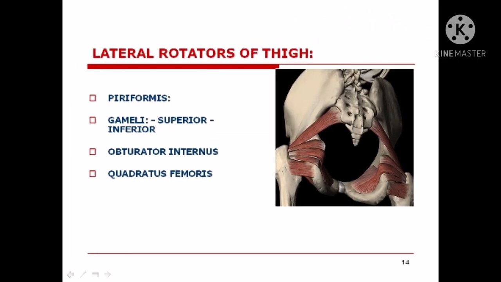Now the lateral rotators of the thigh. In the diagram, in order from above downward, first is the piriformis, second is the gemellus superior, the third is the obturator internus, and the fourth is the gemellus inferior, and the fifth is the quadratus femoris muscle.